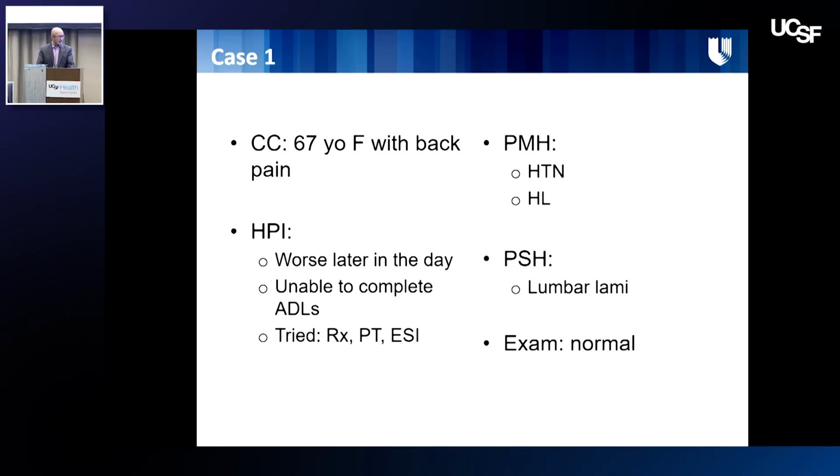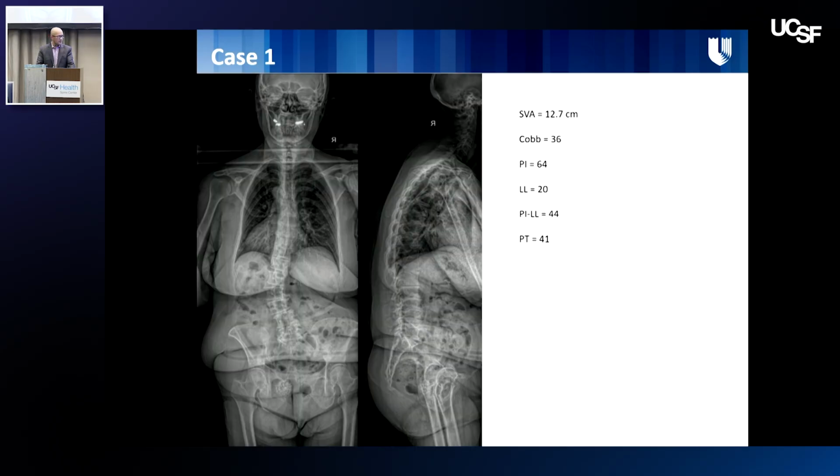So this is a 67-year-old woman who came in with back pain. Her symptoms were worse later in the day. She's unable to complete her ADLs. She had tried all the non-operative therapies. Her medical history was fairly benign, and her surgical history was just notable for a 1-level lumbar lami. Her examination was normal. Here's her EOS films, which demonstrate an SVA of nearly 13, Cobb angle of 36, PI to LL mismatch of about 44, and elevated pelvic tilt of 41.